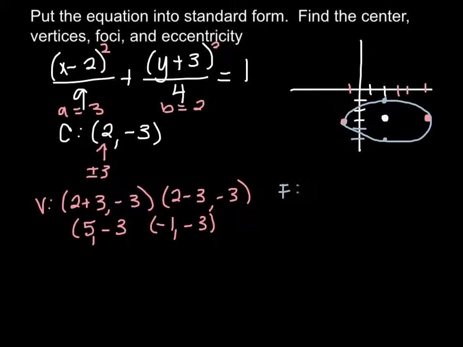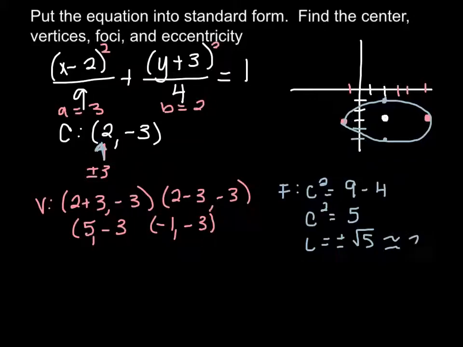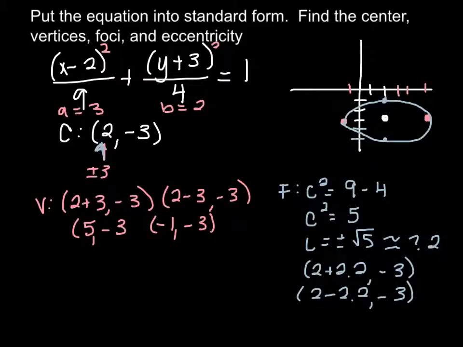Focus is c squared equals a squared, which is 9, minus b squared, which is 4. So c squared equals 5, therefore c equals plus and minus root 5. But again, we're going to add and subtract that to the major axis, which is the x, and root 5 is approximately 2.2. So I'm going to take (2 + 2.2, -3) and (2 - 2.2, -3) to get my values of my foci.